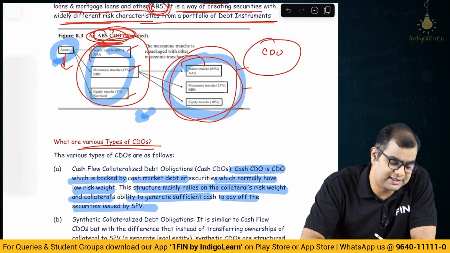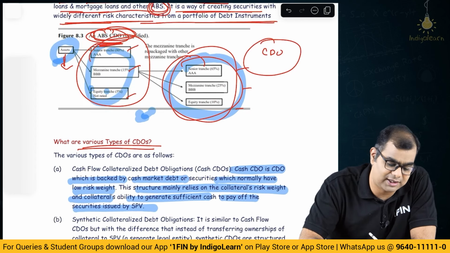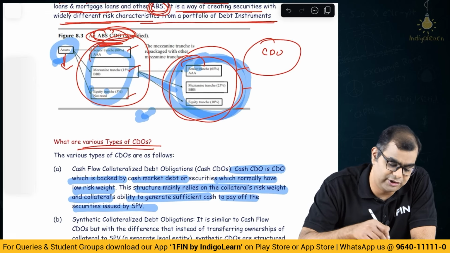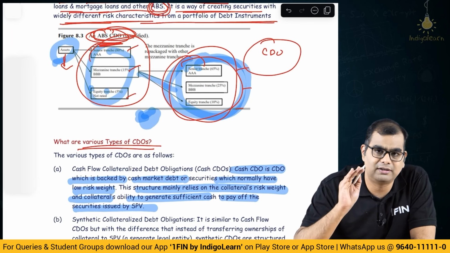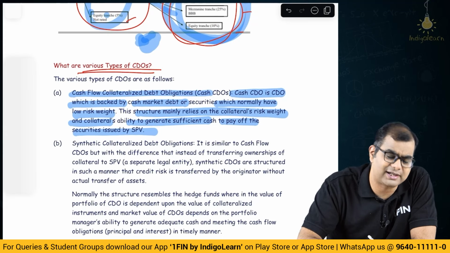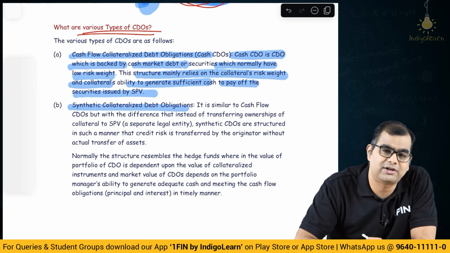You basically have an asset, from that asset you issue ABS, from this ABS you again take out multiple tranches, and from the mezzanine tranche and other assets you create a CDO. And the money that you get from the CDO, you keep in very, very low risk securities, basically government securities. This is a cash flow collateralized debt obligation. Very, very simple. Now, what is a synthetic collateralized debt obligation?